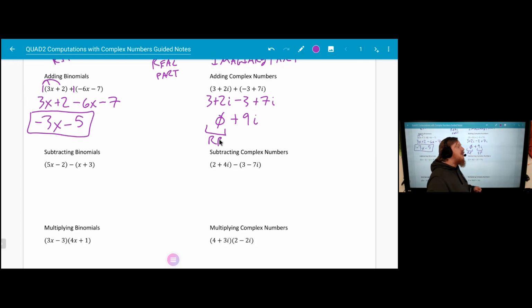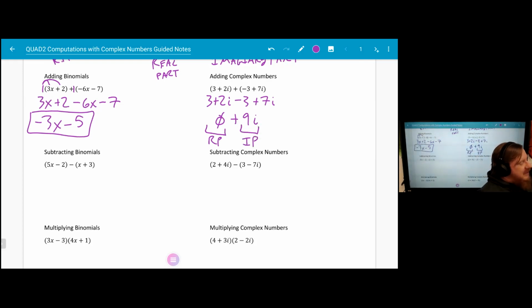Now, Mr. Brayman, do we really have to write the zeros? Thank you, outside person. Do we really have to write that 0 in front? No. But if you're looking to figure out the complex number part of things, if it's the real part or the imaginary part, you can.